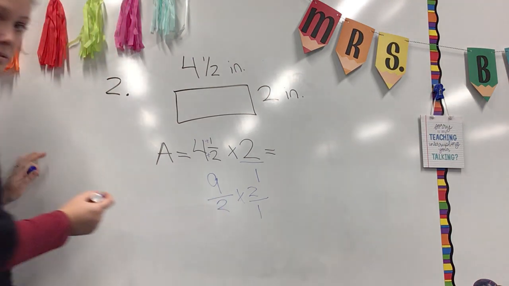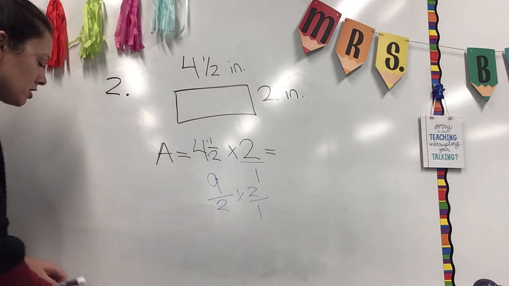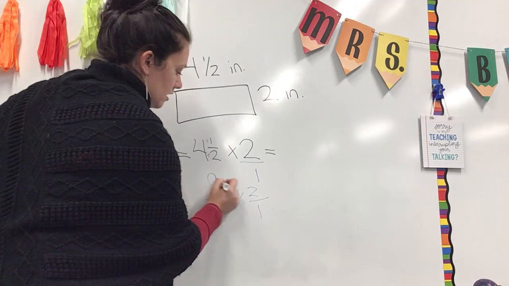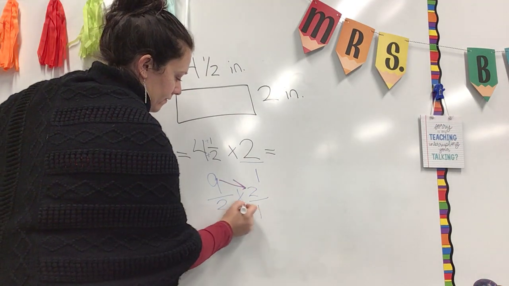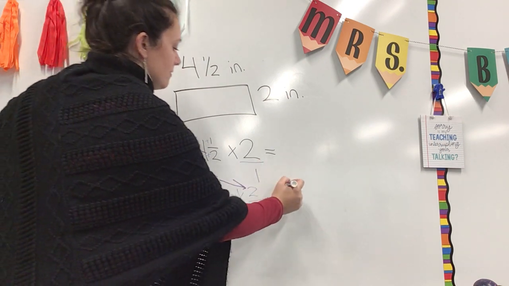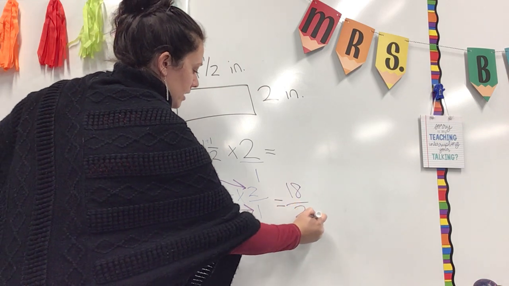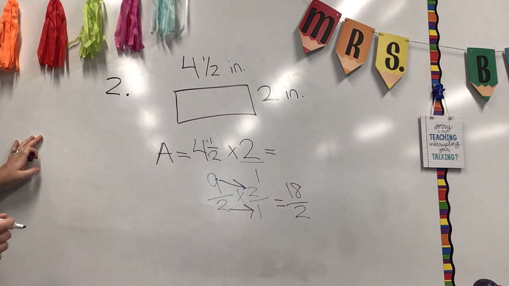Ooh, my handwriting there is messy. All right, so now I need to multiply what direction? Across. Diagonal. Yeah, mine's a little diagonal right now. What's 9 times 2? 18. What's 2 times 1? 2. Am I done? No. Let's simplify.